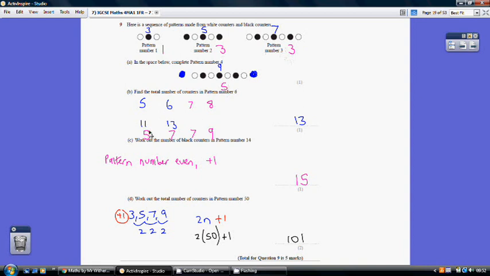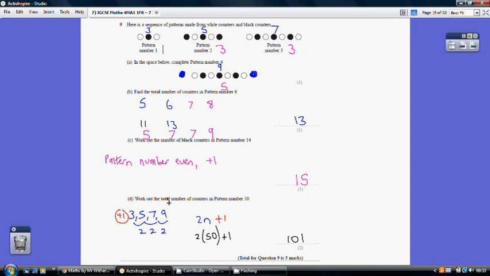So we can see the pattern. We start off with a 1, and then it's 3, 3, then 5, 5, then 7, 7, and then 9, 9. So basically, if the pattern number is even, we just add 1 to it. So when the pattern number is even, say for example 6, we added 1 to it to get that there were 7 black counters. When the pattern number was 2, we added 1 to get the 3. So pattern number 14 is even, so we simply just add 1 to this. 14 add 1 gives us 15.